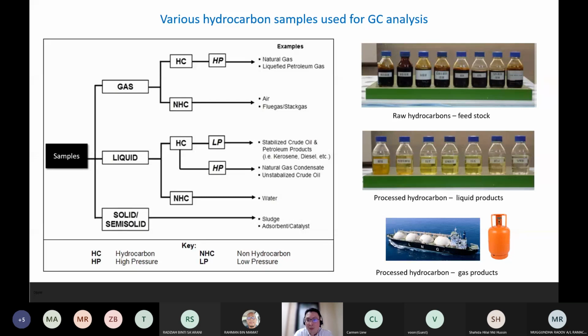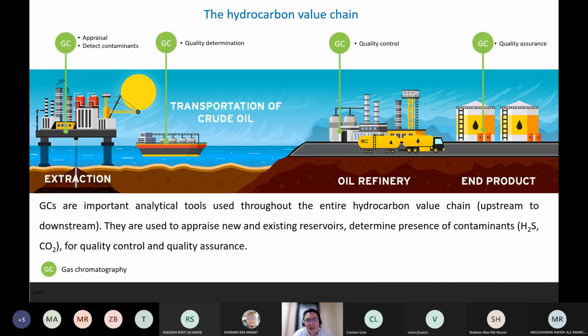And to a certain extent, we also have products in the form of gas, like LPG, the gas that you use at home to cook, and also what we call LNG. LNG is liquefied natural gas, comprising mainly C1 or methane, that we sell. So we use the GC to quantify and also do QA/QC for these kinds of samples as well. Can I have the next slide, please?